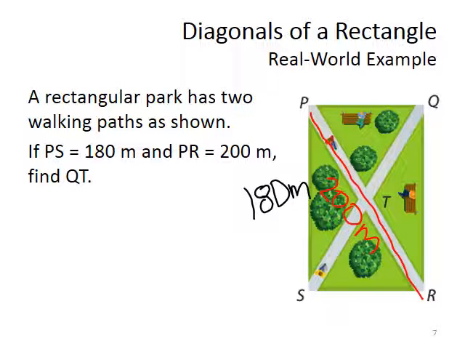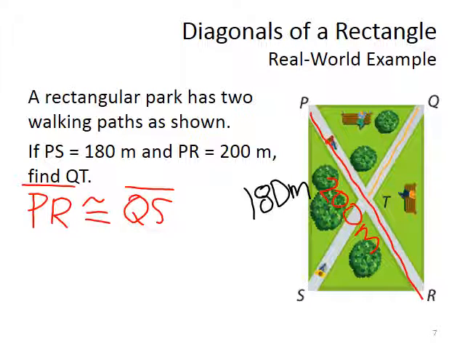We are asked to find what is the length of QT. So that's half of this other walking path. What's QT? These walking paths in the park, those are the diagonals of a rectangle. And we know that diagonals of a rectangle are congruent to each other. So right away we know that PR is congruent to QS. Those diagonals are congruent.